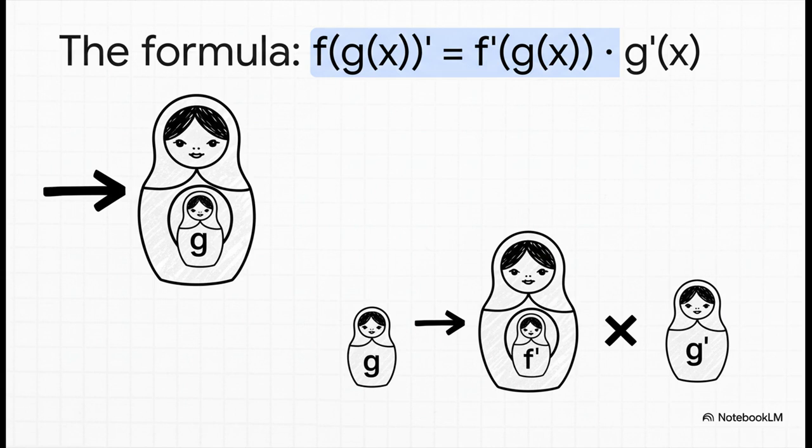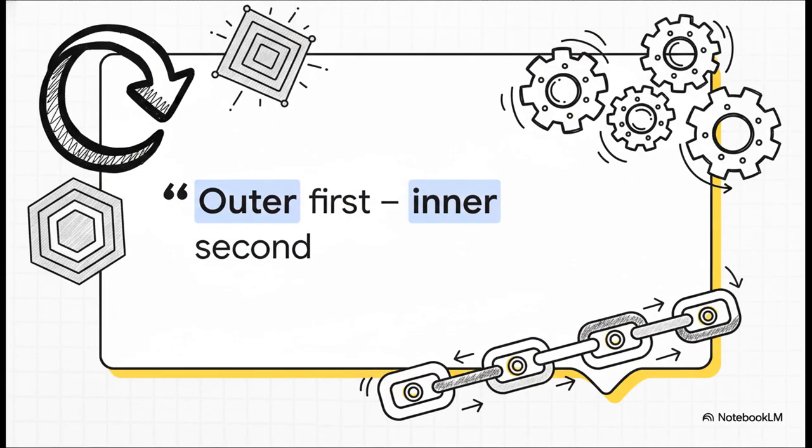Then you multiply that whole thing by the derivative of the inner doll. But how do you keep that straight in the heat of the moment? Well, you use this little phrase. It cuts right through all the noise. Outer first, inner second. That simple trick right there makes the chain rule so much easier to handle. It's all about remembering the order of operations.